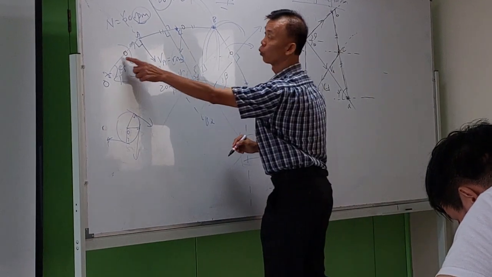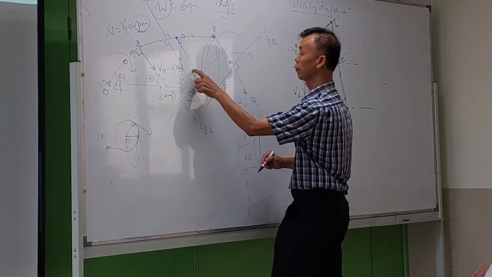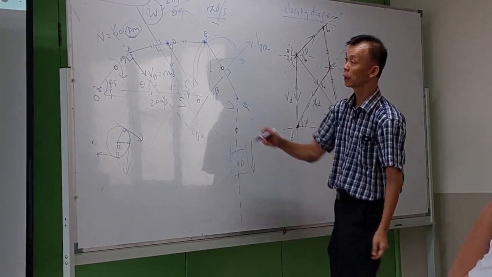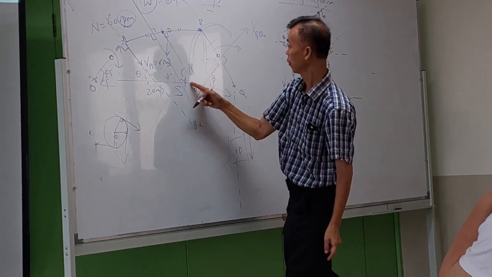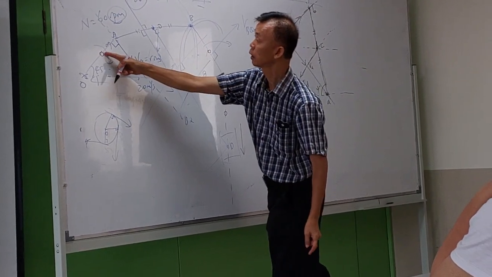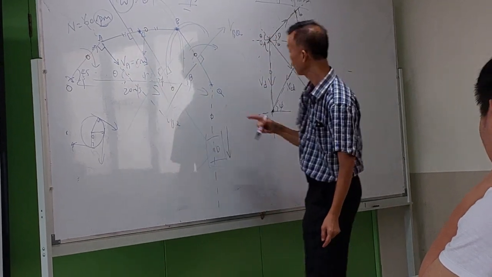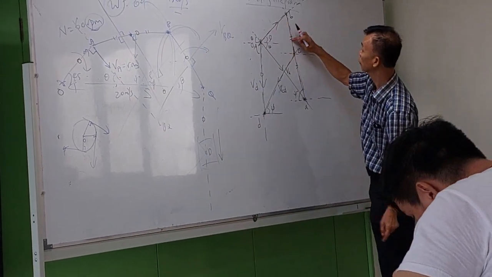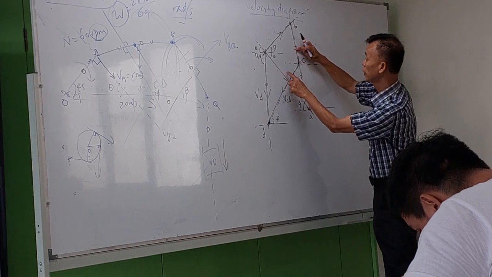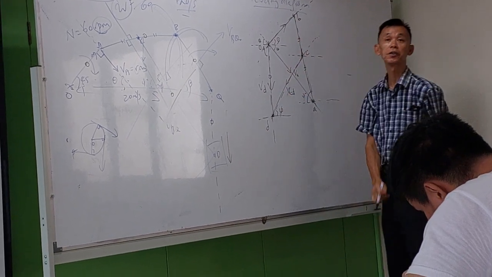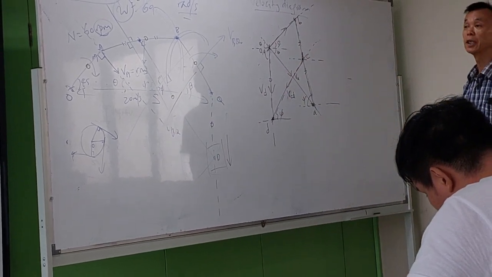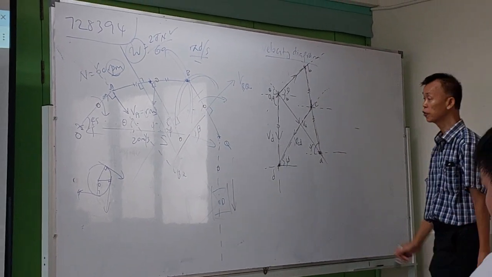So how many? 1, 2, 3, 4, 5. Correct. 1, 2, 3, 4, 5. So we finished the diagram already. Then you just measure.